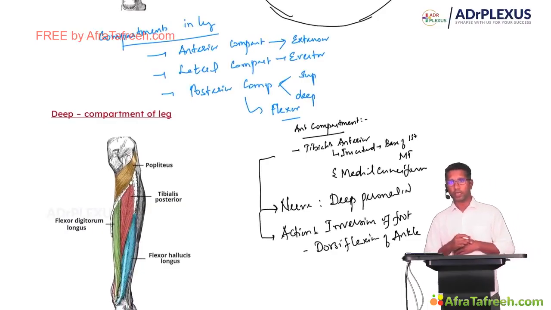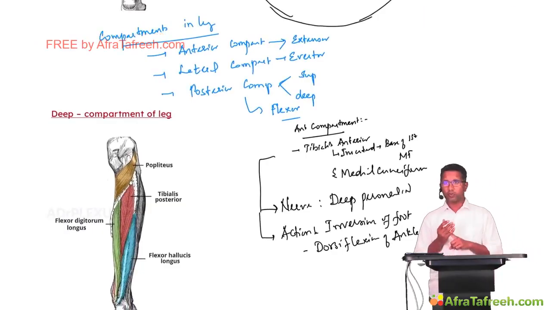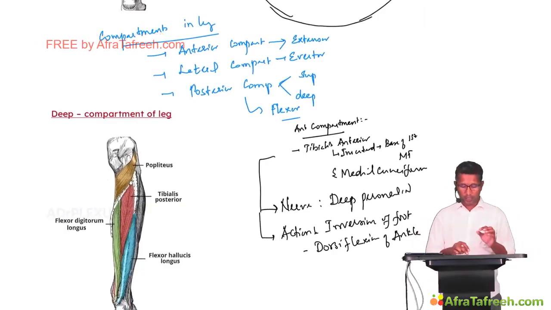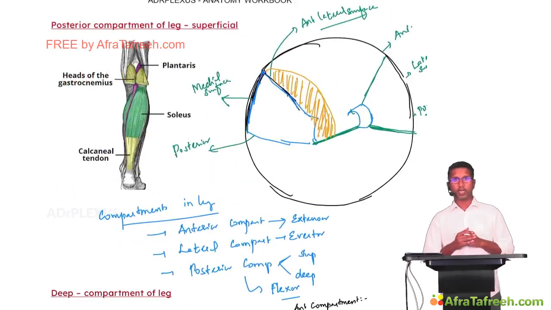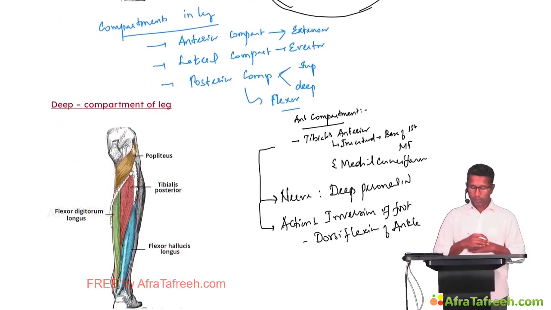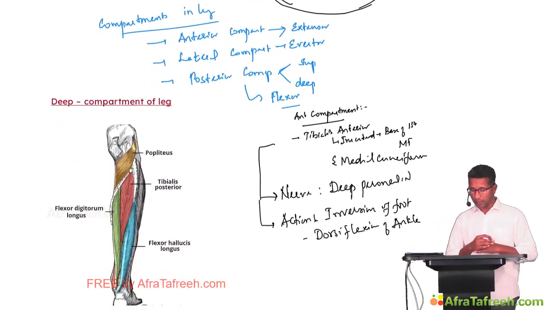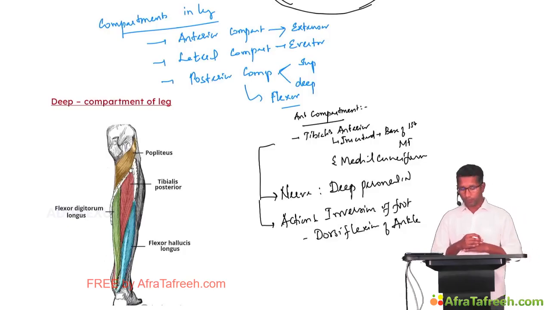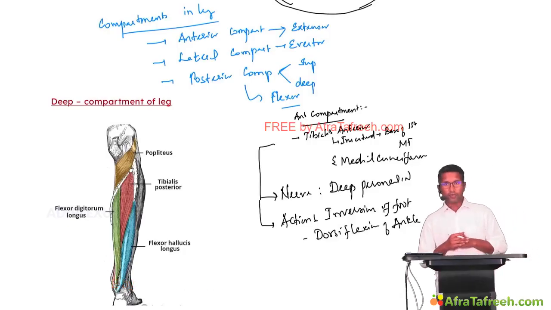We are discussing the anterior compartment muscles. The first and foremost muscle is tibialis anterior. Its origin is the anterolateral surface of the tibia and the interosseous membrane, and it is inserted into the base of the first metatarsal and the medial cuneiform bone. It causes inversion of the foot. It is an inverter of the foot.